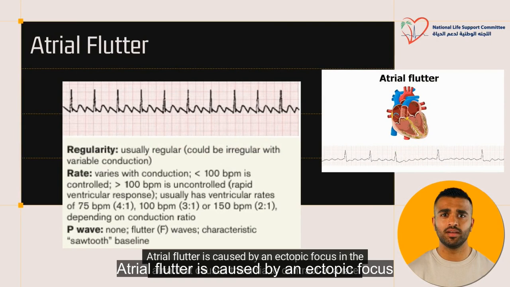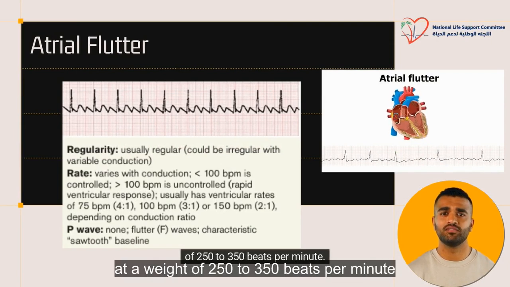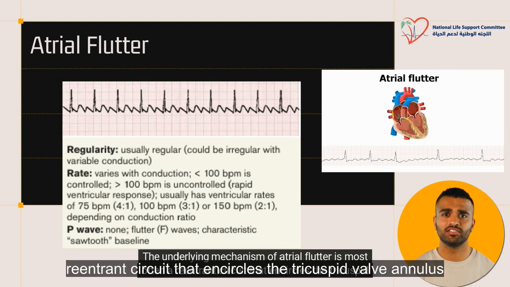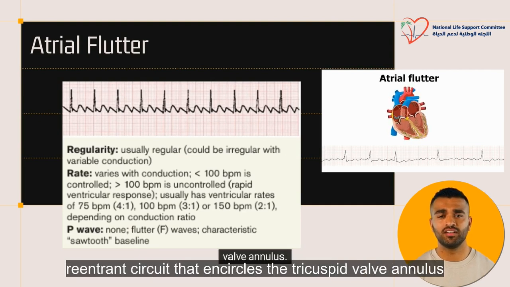Atrial flutter is caused by an ectopic focus in the atria that causes the atria to contract at a rate of 250 to 350 beats per minute. The underlying mechanism of atrial flutter is most often a reentrant circuit that encircles the tricuspid valve annulus.